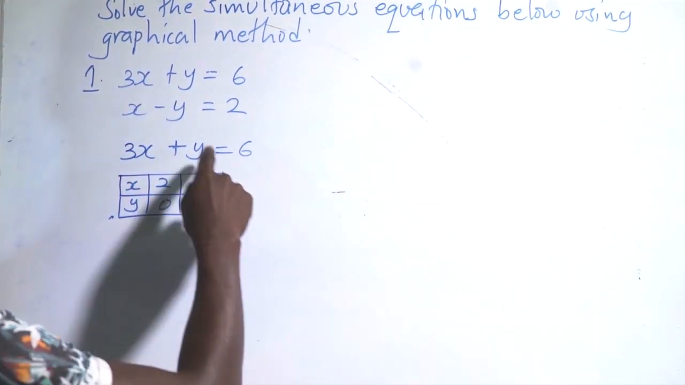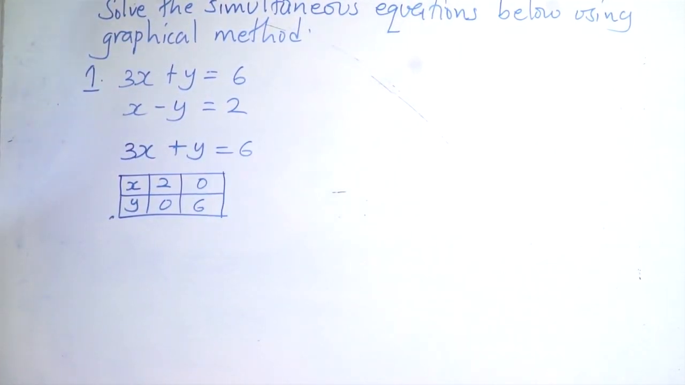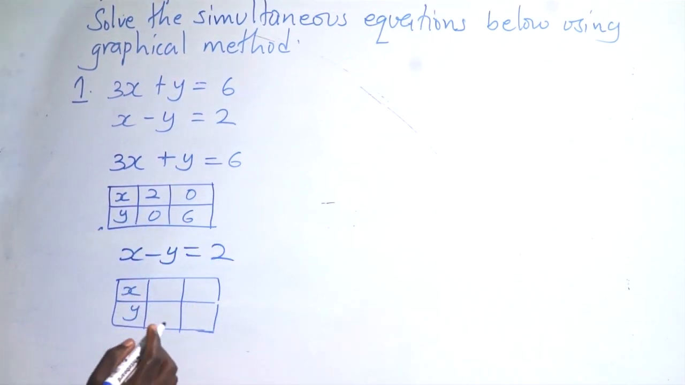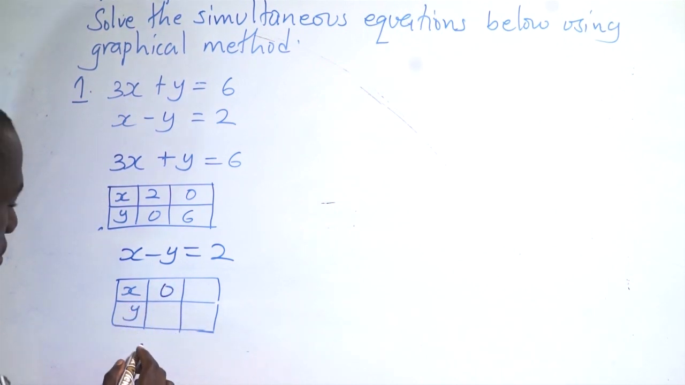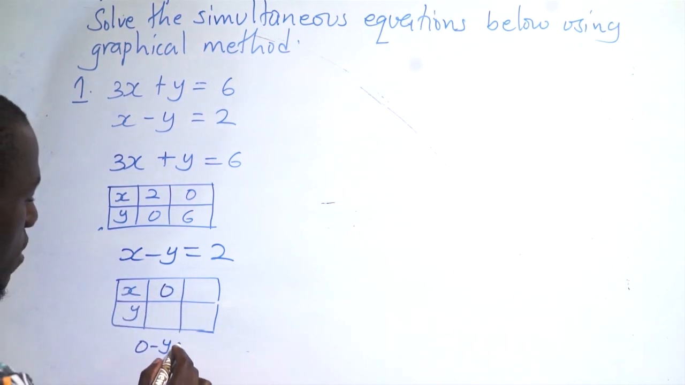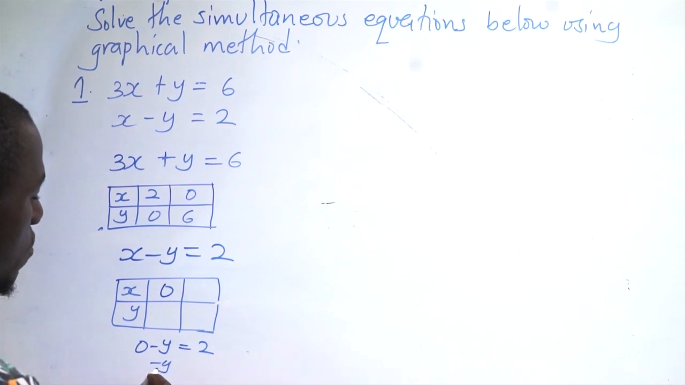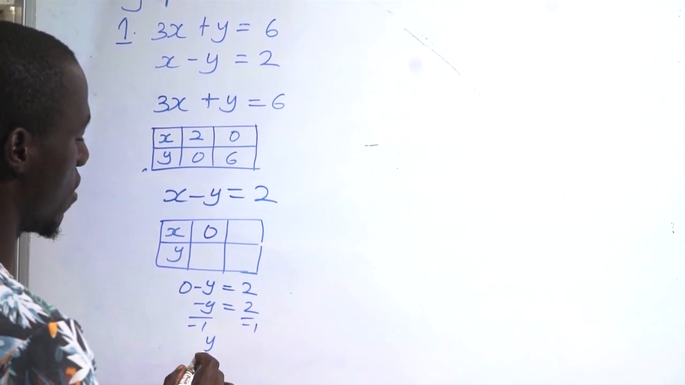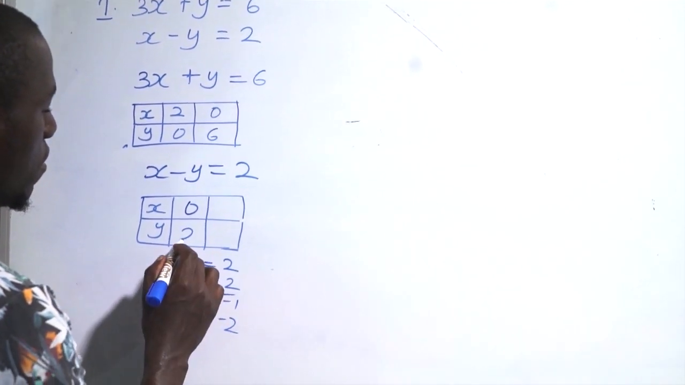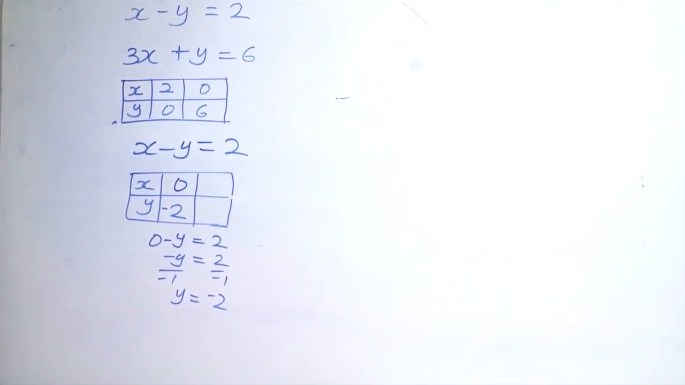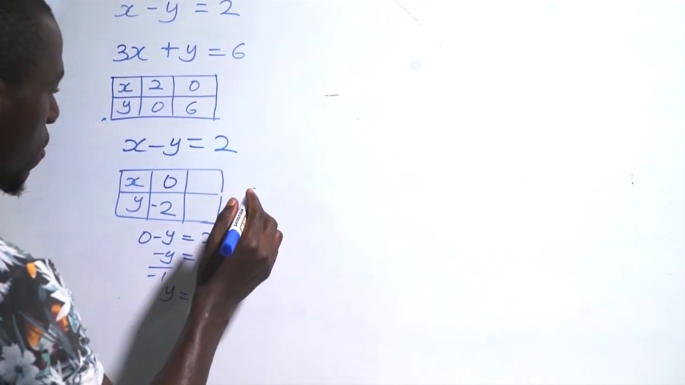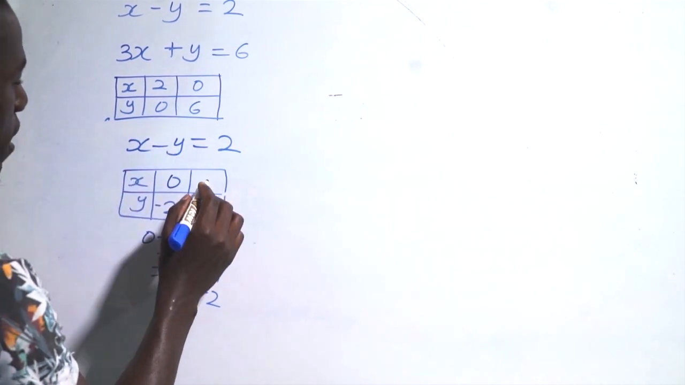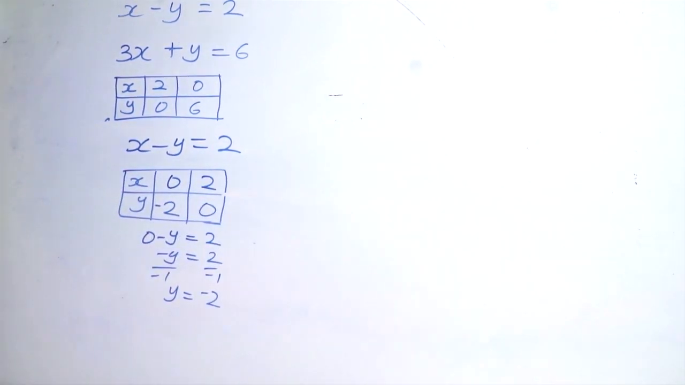Then I do the same for the second equation, x minus y is equivalent to 2. So when my x is 0, I put there 0 minus y is equivalent to 2, the minus y is equivalent to 2. Dividing both sides by -1, I get y as -2. So I put it there. Then if now my y is 0, x is going to be 2.